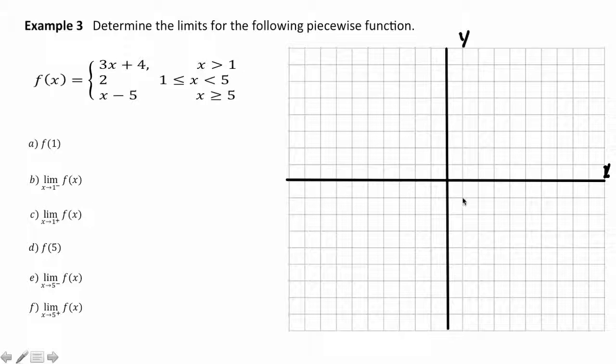So here, let's look at the first part. So we're looking for x is greater than 1. That should actually say less than 1. So let's erase that. So that should be less than 1. Okay, so let's let x be less than 1. And let's label this nicely here.